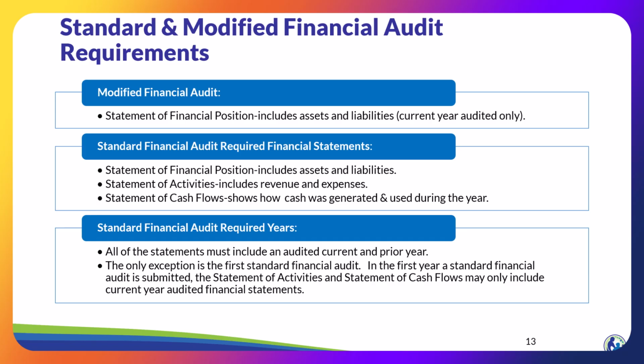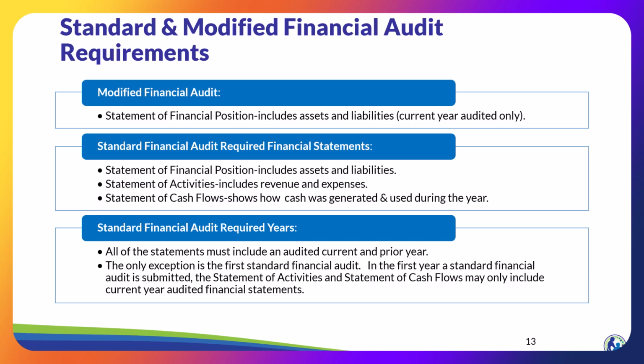The standard financial audit must include the statement of financial position, statement of activities, and statement of cash flows. The statement of activities is similar to the income statement. It includes the revenue and expenses for the school. The statement of cash flows shows how cash was used during the year.